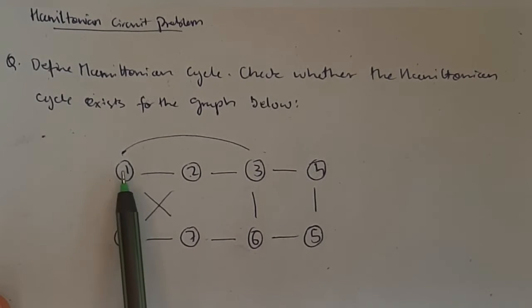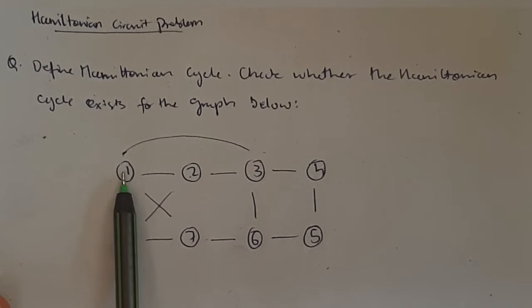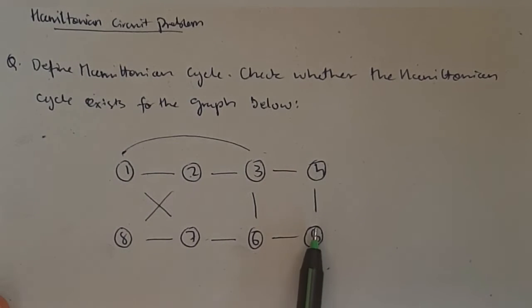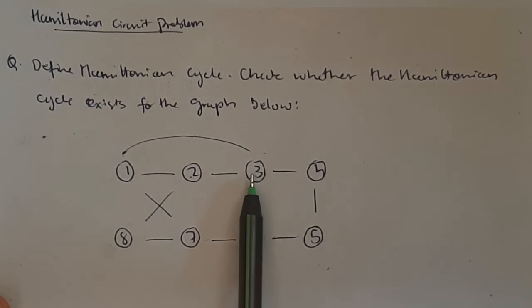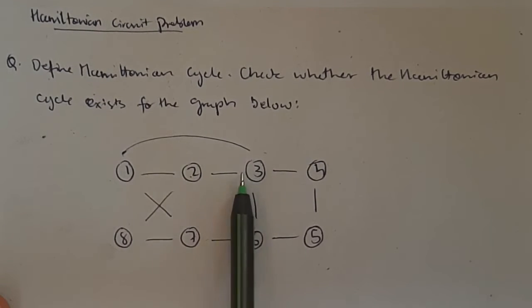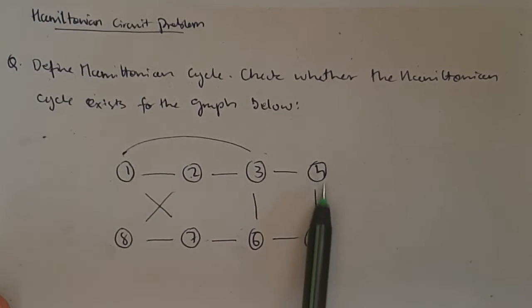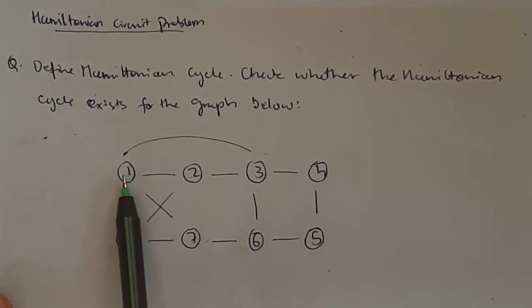For example, this is a cycle: 1 2 3 6 7 1. Okay, this is a cycle, but you cannot make a cycle in this way: 1 2 3 4 5 6 3 2 1. 3 is getting repeated again. That cannot be a cycle. Nodes should not repeat and there should be a cycle. Okay, so how many possibilities are there? There are many possibilities. So in the Hamiltonian circuit problem, we'll find all the possible solutions. Okay, so let's see how to do that.